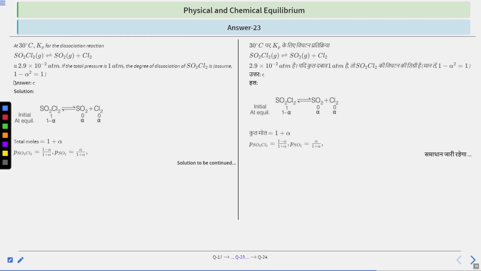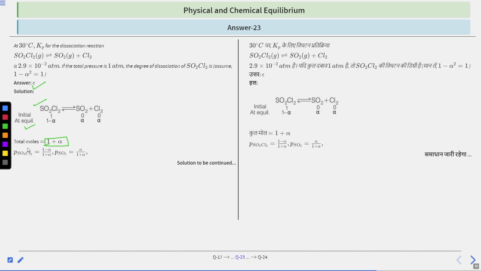Okay, so the correct answer is option C. This is the reaction given. Initially, 1 mole of SO2Cl2 is present and 0 moles of SO2 and Cl2 are present. Now at equilibrium, it dissociates by alpha, so SO2Cl2 is 1 minus alpha, and SO2 and Cl2 are alpha and alpha. Total moles is 1 minus alpha plus alpha plus alpha. That means 1 plus alpha.